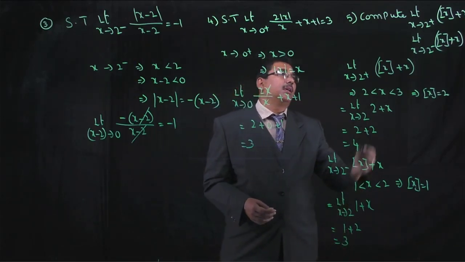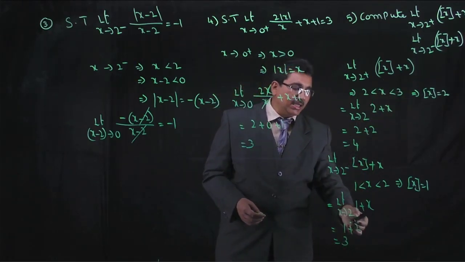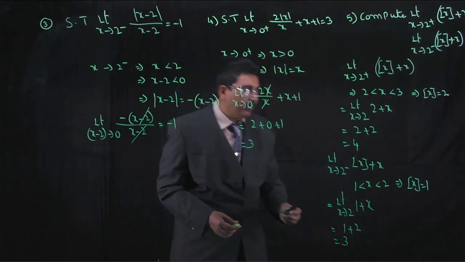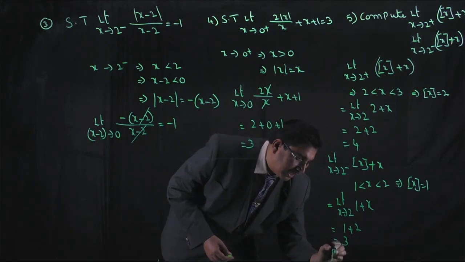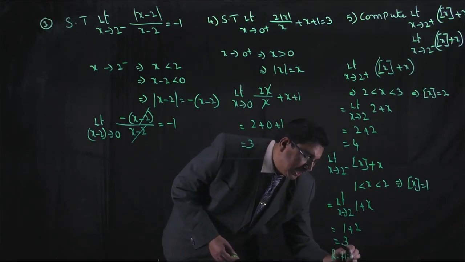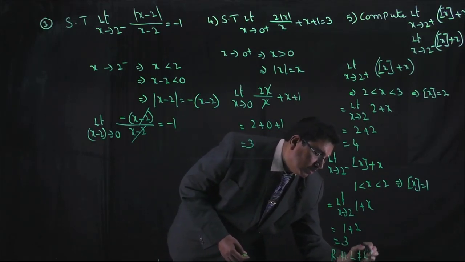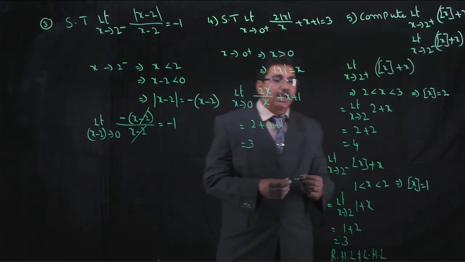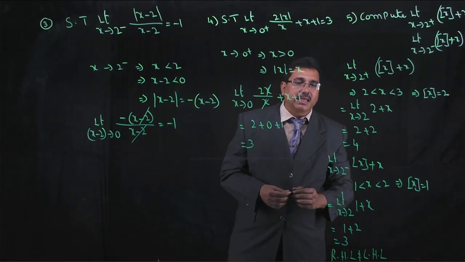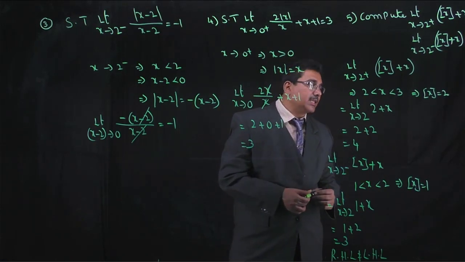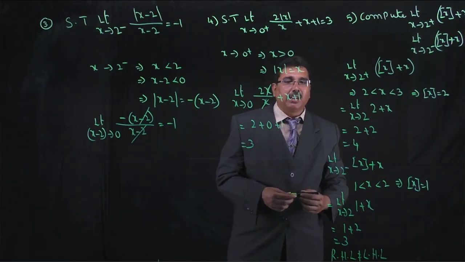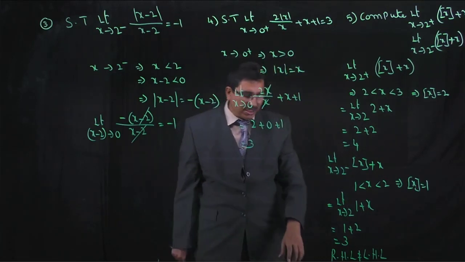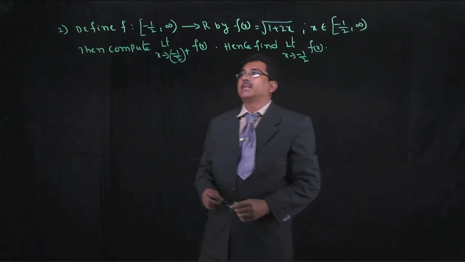This is the right hand limit and this is the left hand limit. Here right hand limit not equal to left hand limit. Therefore limit x tending to 2 of box x plus x does not exist. Let us see the next one.